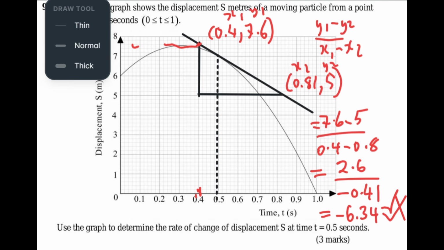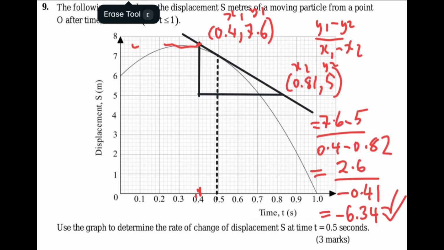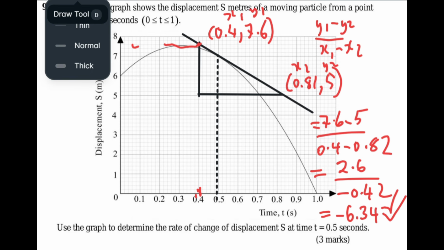Hii ni 0.82. Let me just use my finger. 0.82. So nadhani hapa itakuwa imebadilika, so it's somehow changing. 0.4 minus 0.82 itakupa negative 0.42. So your answer again itakuwa tofauti, so ukichukua 2.6 divide by hiyo inakupa negative 6.19.